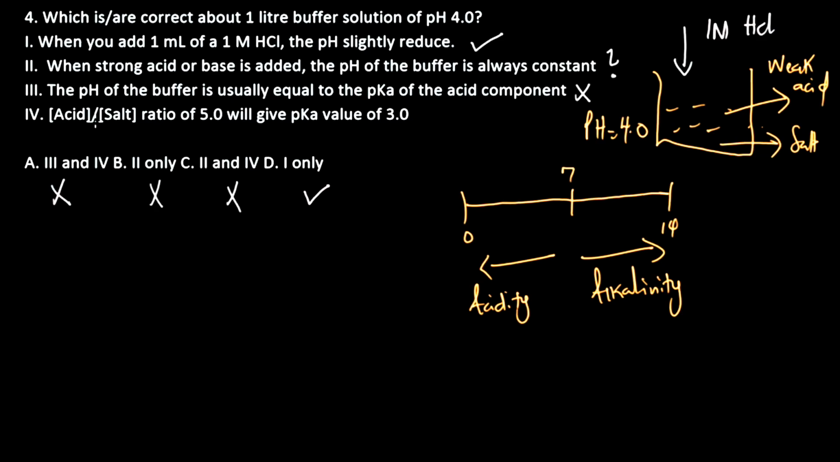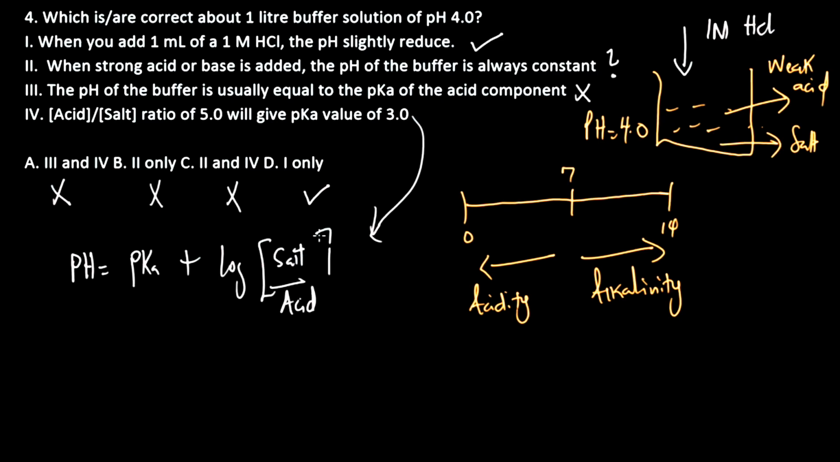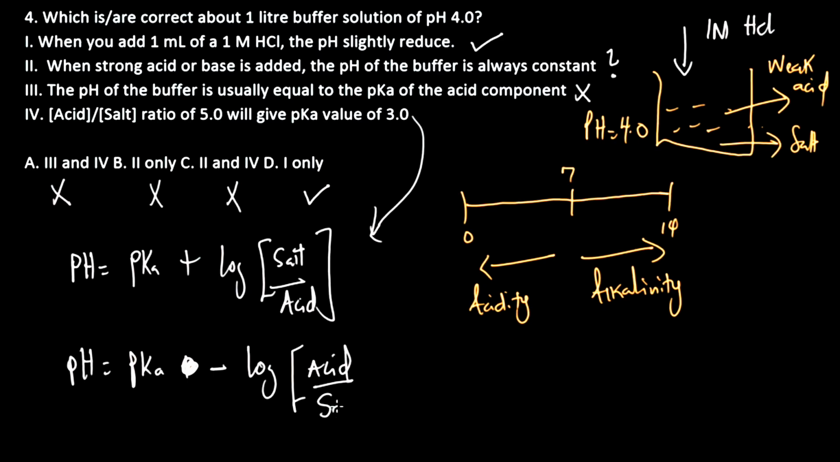Now let's see the last part of the question. We said the acid to salt ratio of 5.0 will give a pKa of 3.0. So let's see this. Remember that to calculate the pH of a buffer, we have pKa plus log of salt over acid, right? But this ratio is actually acid over salt. So the pH will become pKa plus, this will become negative because we are inverting it, so this will be acid over salt.